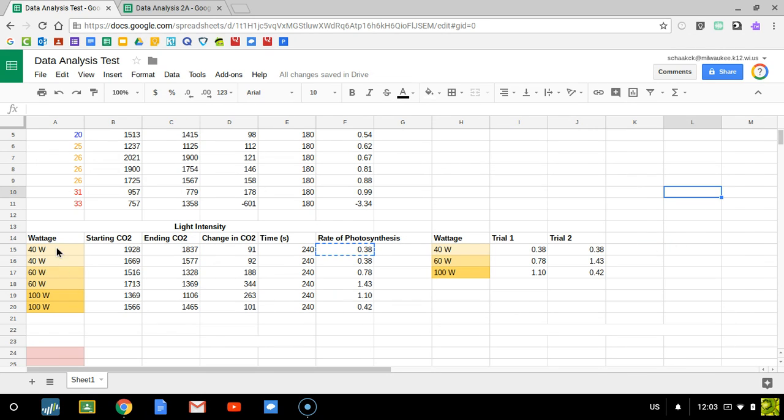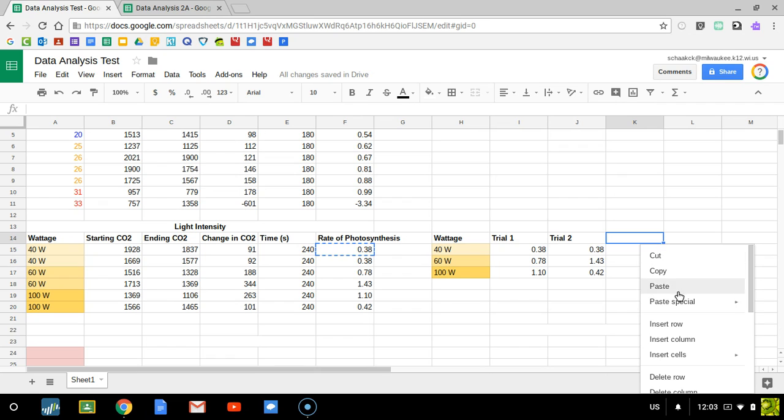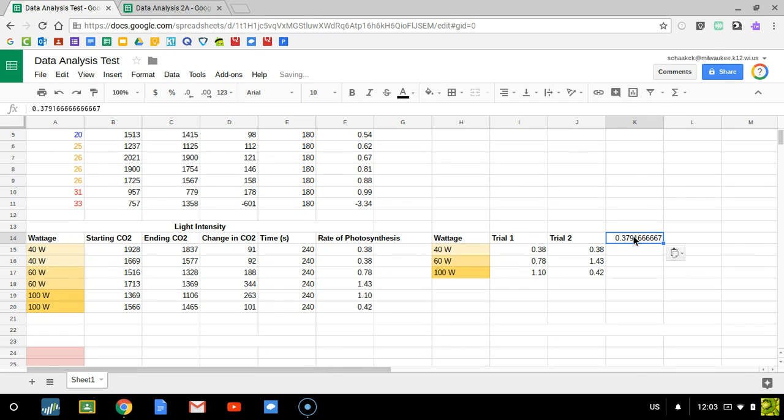So basically, if you have wattage, or for those of you who also did color in my other classes, you're going to want to organize your treatments and then 2 columns for trials. And again, you're going to want to paste special because otherwise it's going to give you a weird number. Okay, so step 1 is organizing your data.